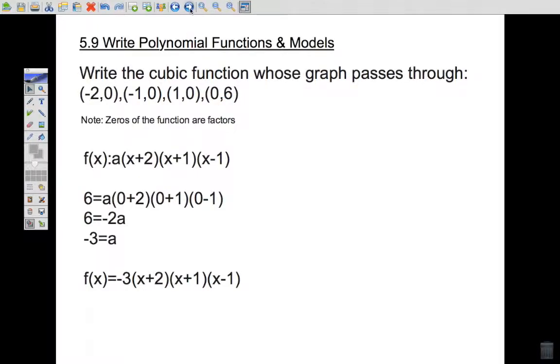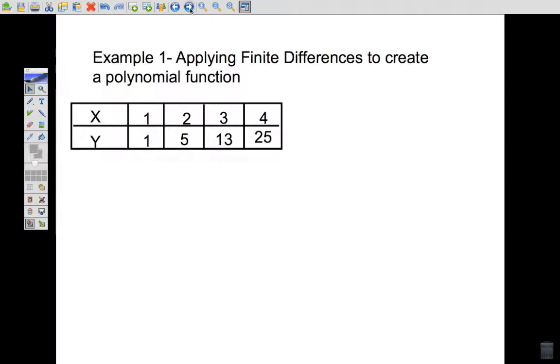Let's take a look at another example of a different kind of problem. In this problem, the ordered pairs that you're given that your polynomial would go through when graphed are not the x-intercepts. There are 4 points that are on this polynomial. So we're going to use a technique called finite differences to help us figure out what our answer should look like. It'll help us figure out the format that we should be using.